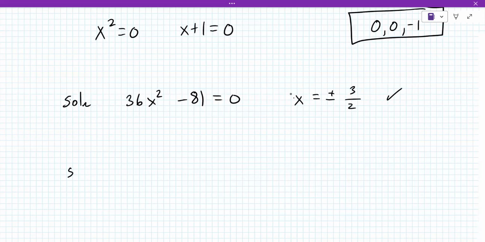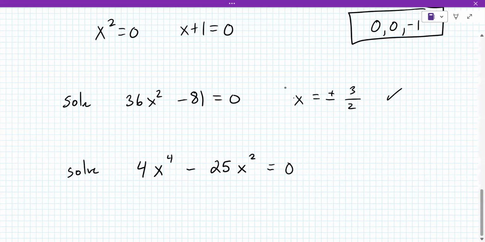Very good. They're kind of in the same space now, just getting a little bit more difficult. 4x to the 4th minus 25 x squared equals 0. Okay, so then that's another like square root thing. So then it'd be 4x squared. This one's a little complicated. I still always recommend doing a GCF first. Is there a GCF here?